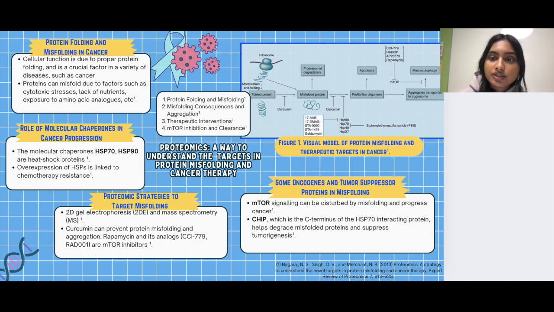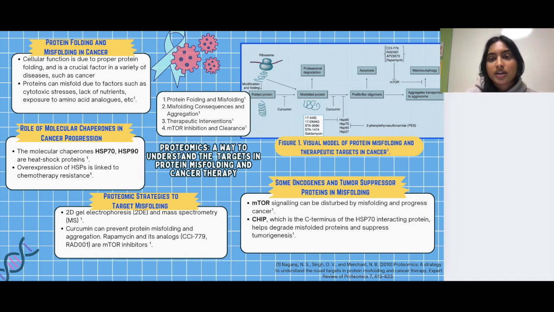Moving on, we have some oncogenes and tumor suppressor proteins in misfolding. So, for example, the C-terminus of the HSP70 interacting protein, also known as CHIP, helps degrade misfolded proteins and suppress tumorigenesis. mTOR signaling can also be disturbed by misfolding and help progress cancer.